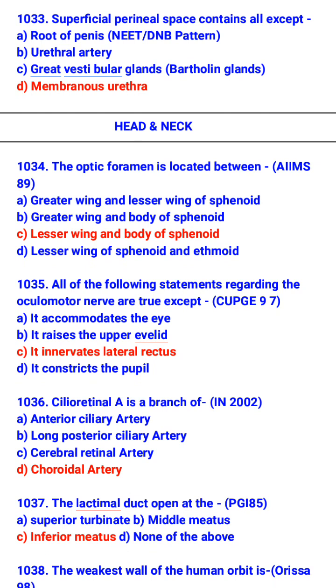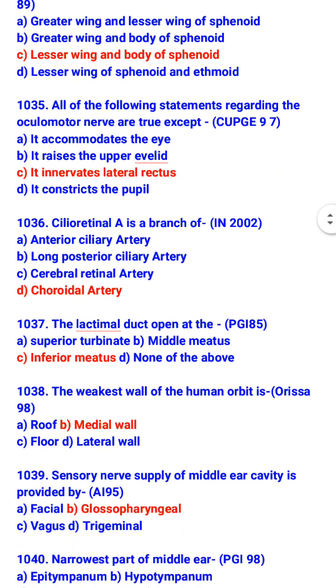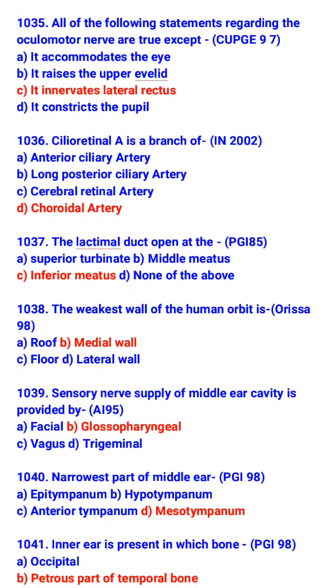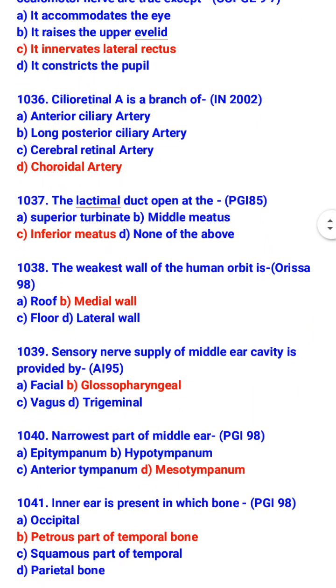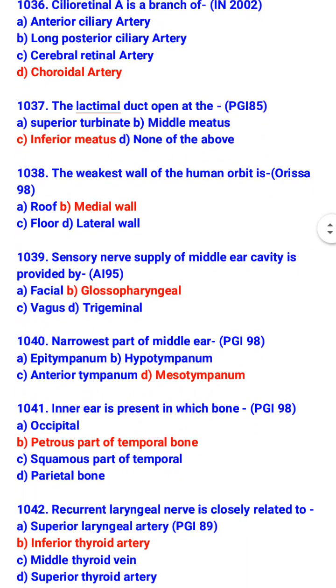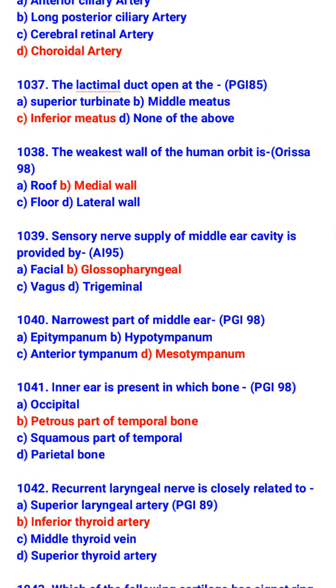Cilioretinal artery is a branch of choroidal artery. The lacrimal duct opens at the inferior meatus. The weakest wall of the human orbit is medial wall. Sensory nerve supply of middle ear cavity is provided by glossopharyngeal. Narrowest part of middle ear is mesotympanum.